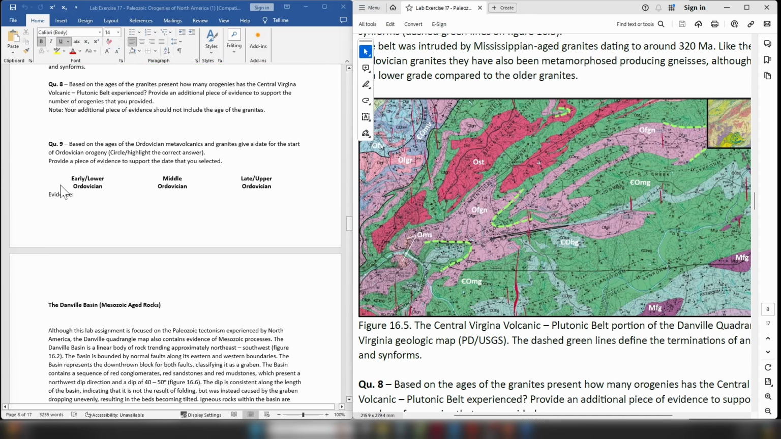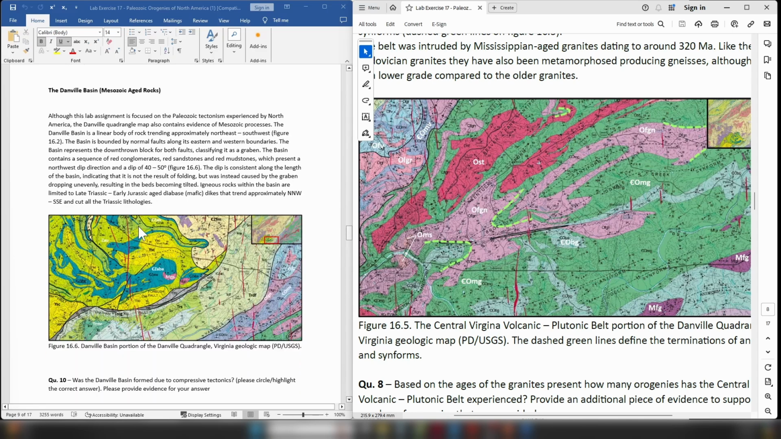Question 9. So based on the ages of the Ordovician metavolcanics and granites, give a date for the start of the Ordovician orogeny. Remember, for something to have been either deformed or metamorphosed due to an orogeny, it must have been present before the orogeny began. So look at the three options you have here. Look at the ages of these Ordovician metavolcanics and granites and use that to tell you when the orogeny began.